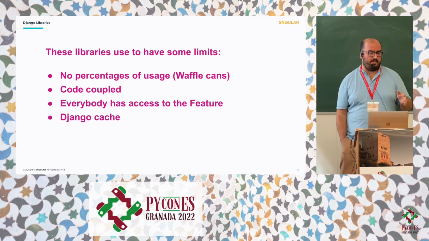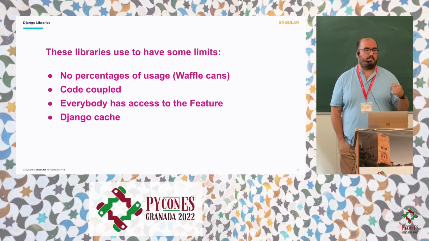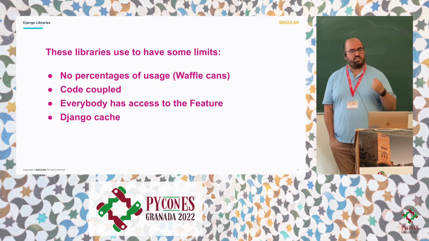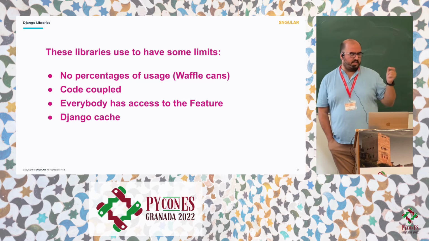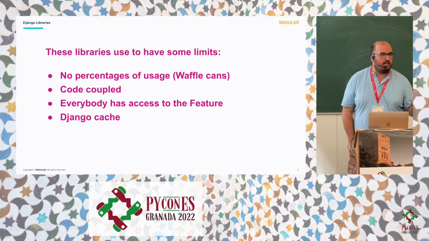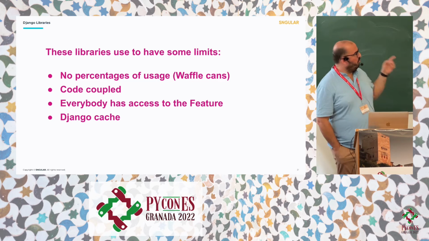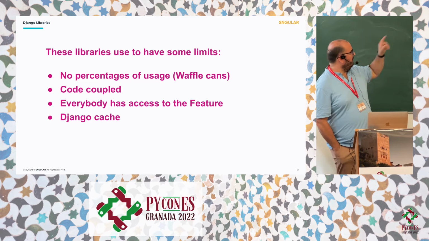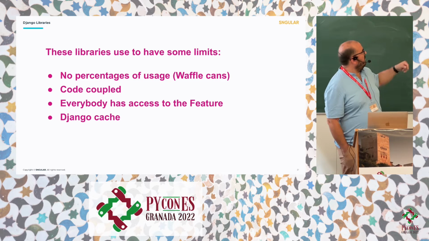For me, the most important limit is that sometimes you are deploying a new feature and you want to double check the performance issues. You want, on the first day, just 10% of the users to use the new feature. Those libraries don't accept that. Well, wherefore it does. And they have another limit.